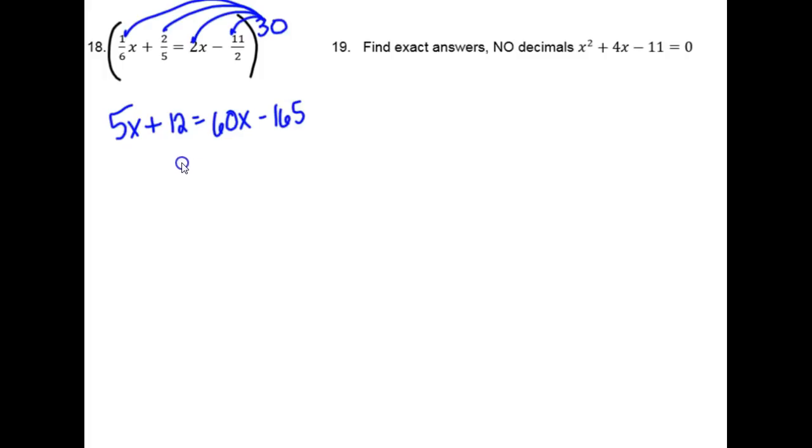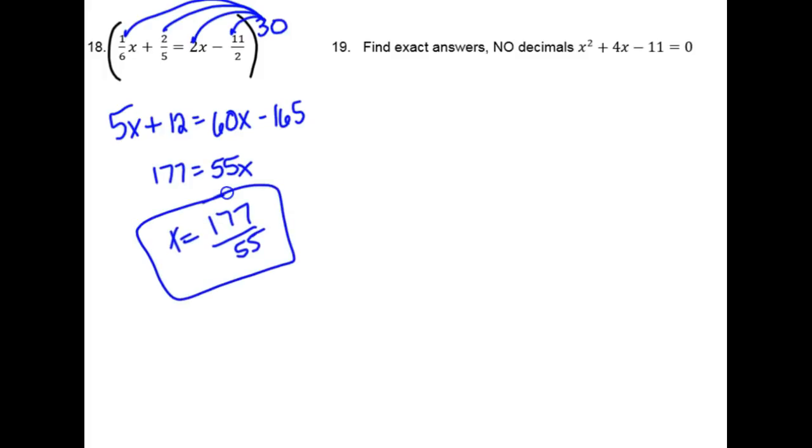And after you move some terms around, you get 177 equals 55x. And this comes out to a gross fraction, but that's okay. 177 over 55, which does not reduce, I don't believe.